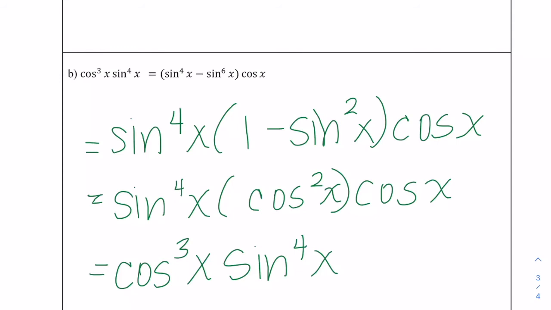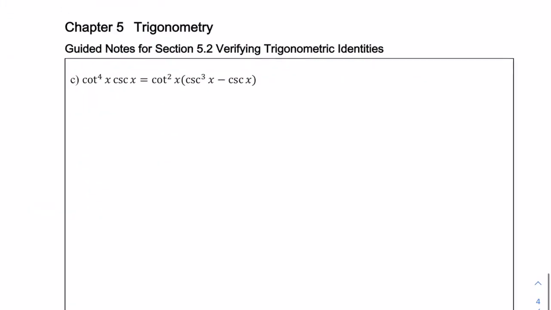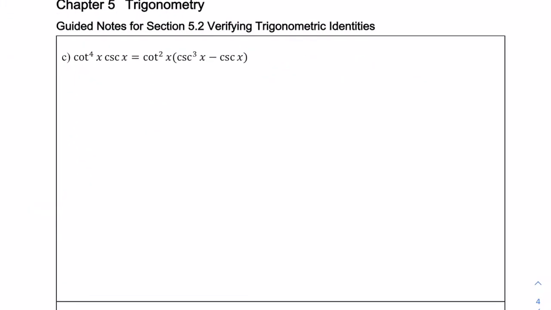For 7b, you can see right away that we can factor out a sine to the 4th. So we get 1 minus sine squared inside the parentheses. And we know that that equals cosine squared. We put the cosine squareds together to get cosine cubed, and we have that sine to the 4th to match the left side. Go ahead and try 7c. Pause the video and come back to check your answer.